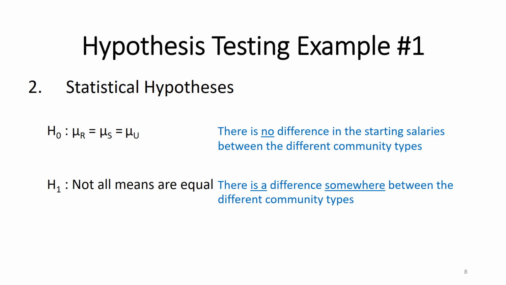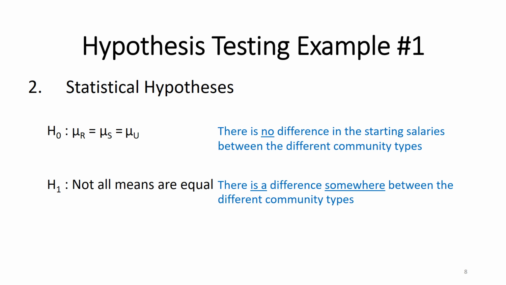Then for our research hypothesis, H1, our conclusion would be that there is a difference, and the key word, the reason why I underline it, is there's a difference somewhere between the different community types. So I'm going to stress that point of looking for it somewhere. Now let's go back to the null hypothesis. So H0, we set it up, if there is no difference in starting salaries, then the mu for the rural environments should equal the mu for the suburban, should equal the mu for the urban. So as we go from rural to suburban to urban, all of the population means would be equal.